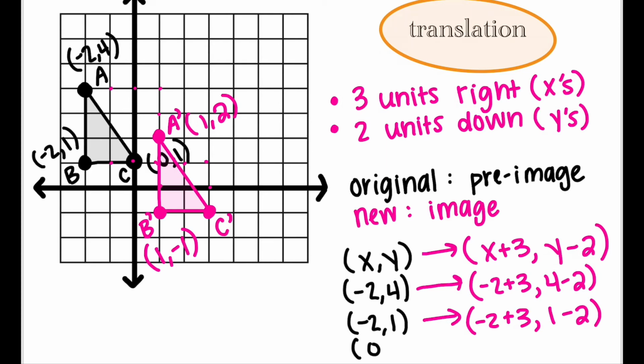And finally, C was at the point 0, 1 originally. And from C, we take our x value and add 3, take the y value and subtract 2. So our new point C is at 3, -1.